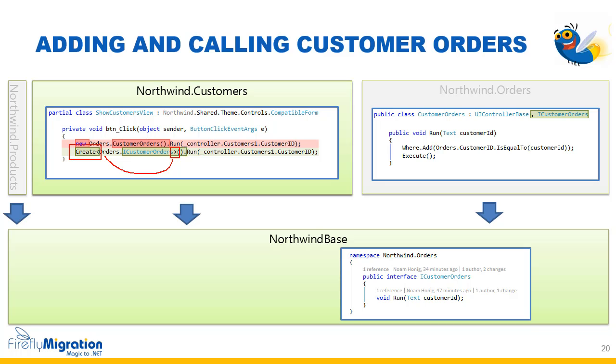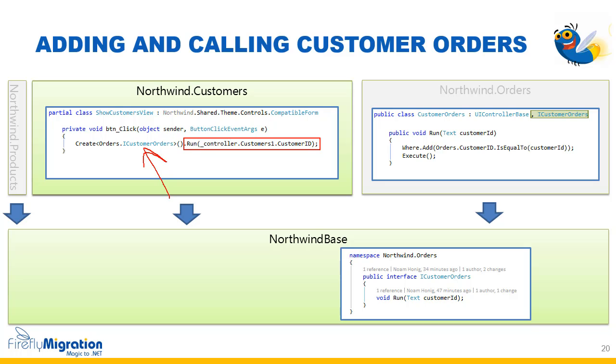And that create method in turn calls the abstract factory class .create to actually provide it with the implementation. So the code over here shows the change that we need to do, and the code afterwards looks just like this. Create a class that implements the iCustomerOrder interface and run it using this parameter.